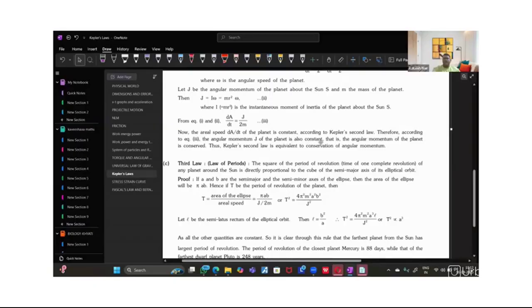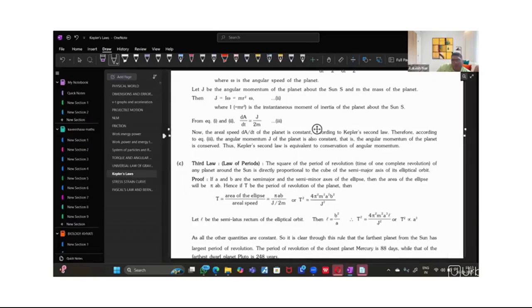Now, this is one of the most important points which we can note: the angular momentum of the planet is constant, that is, angular momentum of the planet is conserved. Yes. So Kepler's second law is equivalent to the conservation of angular momentum.